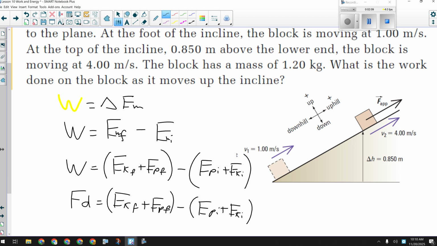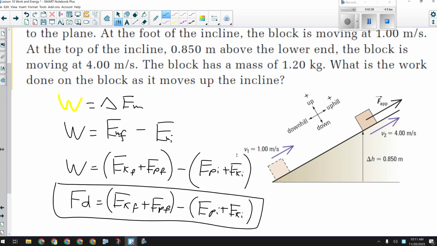Okay, so the work energy theorem breaks down to this. If there's a force acting through a distance, it's going to do work. That work is going to change the mechanical energy of the object being pushed or pulled. That looks like this mathematically.